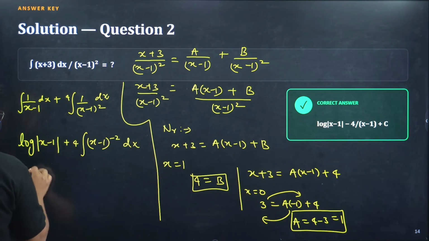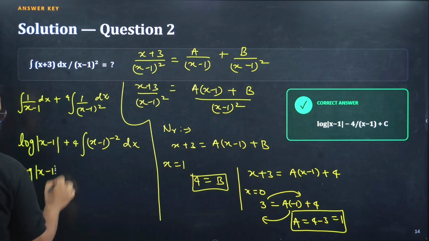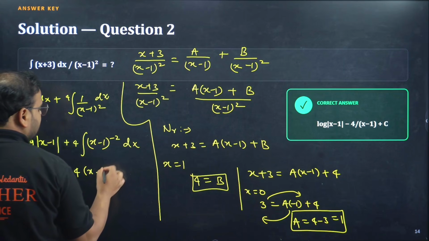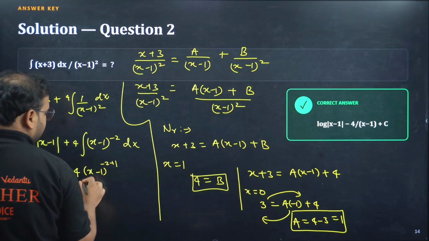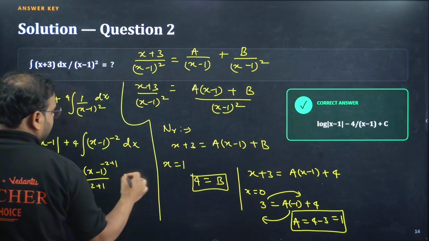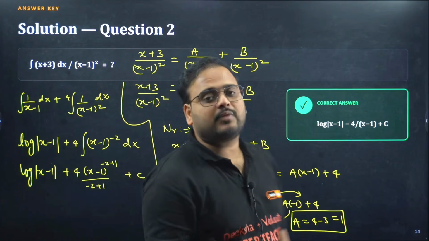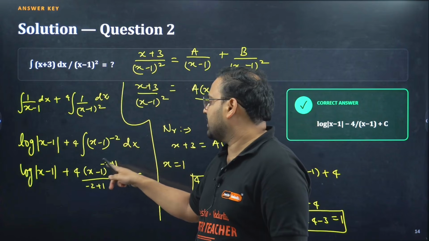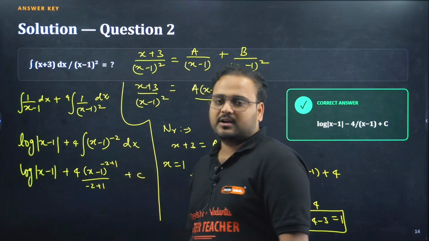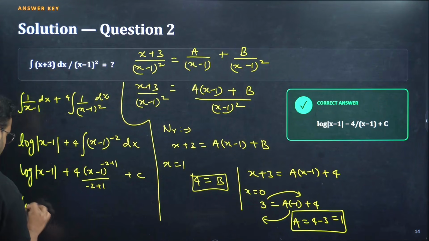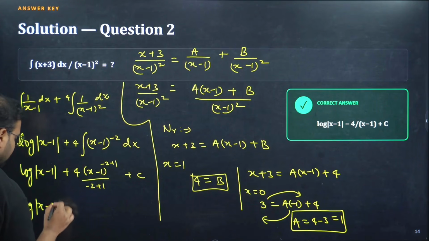So you'll have log of x minus 1 plus 4 times of, check this out, you'll have x minus 1 to the power minus 2 plus 1 by minus 2 plus 1 plus c. The formula is x to the power n integrates to x to the power n plus 1 upon n plus 1. Here n is minus 2, so n plus 1 will be minus 2 plus 1, divided by n plus 1, which will be again minus 2 plus 1. Continue. You have the answer, log of mod of x minus 1.